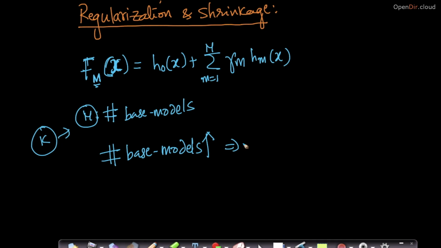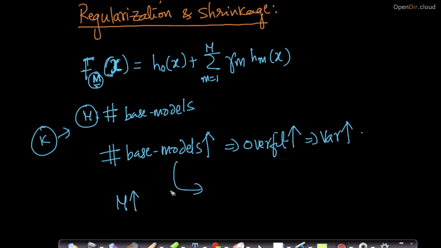what happens? Your chances of overfitting also increase. While it reduces bias, that I agree, you could also overfit, which means your variance also could start to increase. So as m increases, or the number of base models increases, of course your bias is certainly reducing as we saw, but your variance also could increase. So this is how you do a bias-variance trade-off in gradient boosted decision trees.